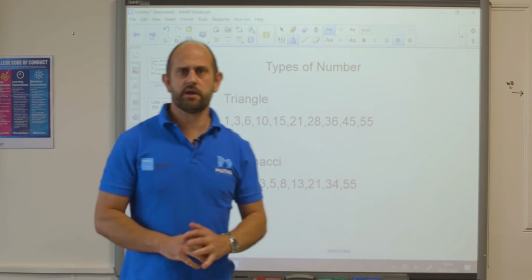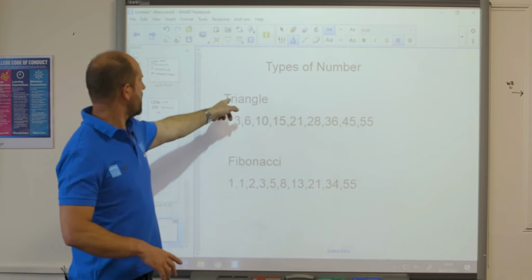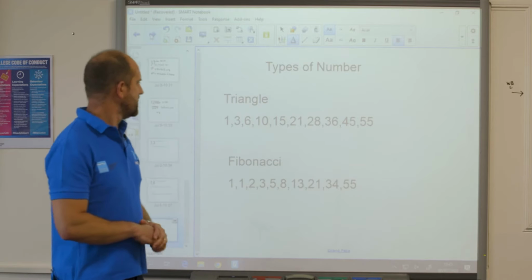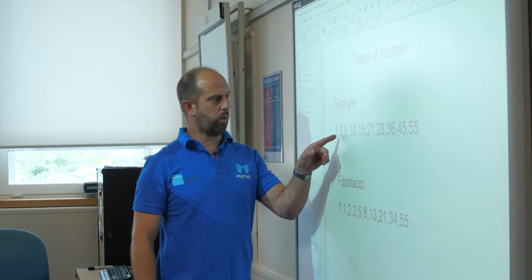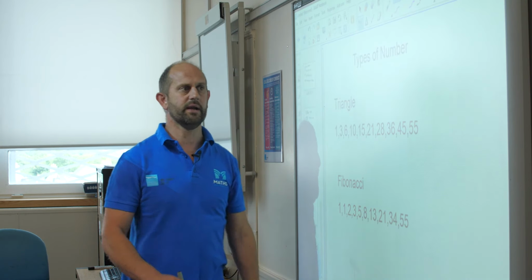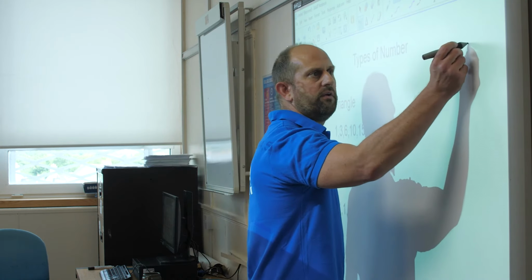A couple of others that often turn up. We've got our triangular numbers here. A triangular number looks like this. We've got 1, 3, 6, and 10. Now this makes the pattern of a triangle.